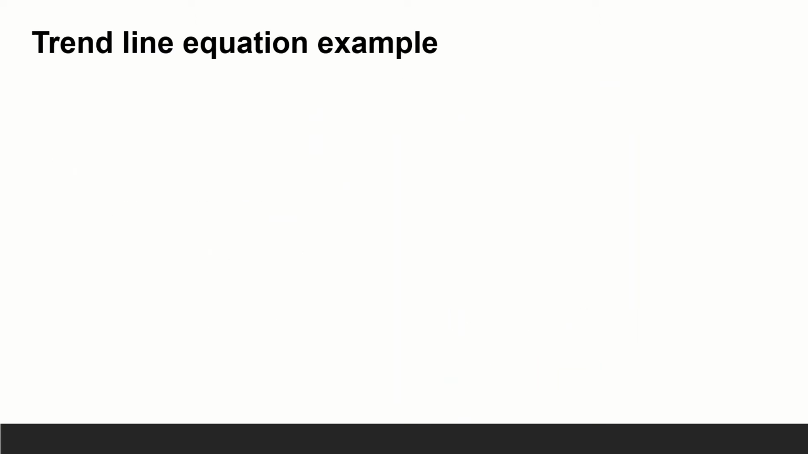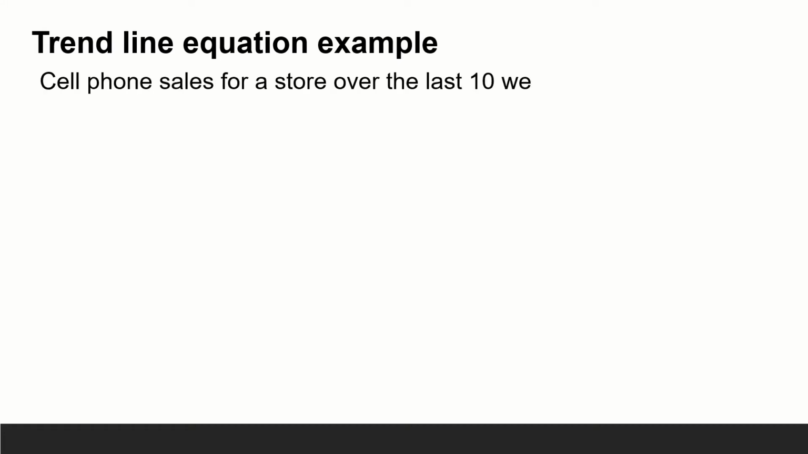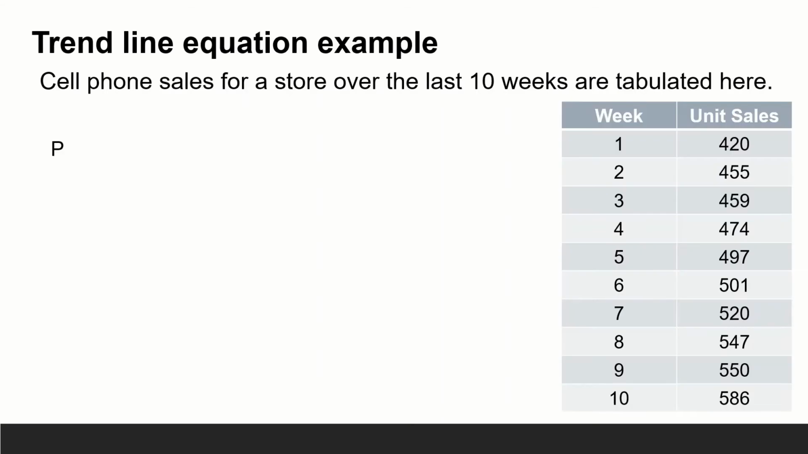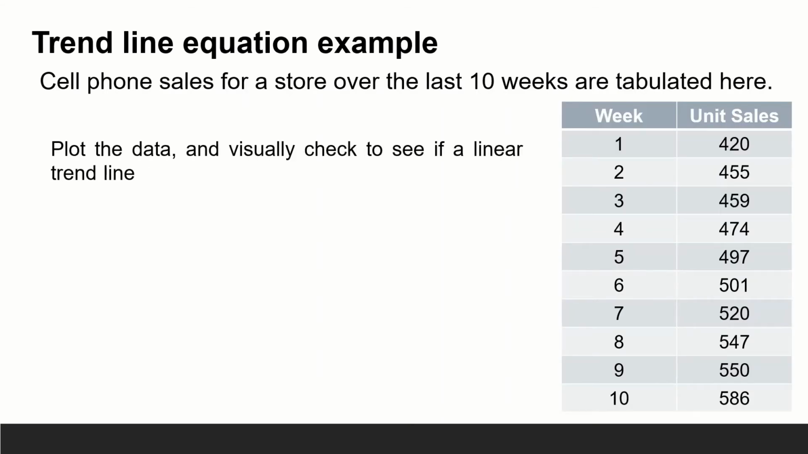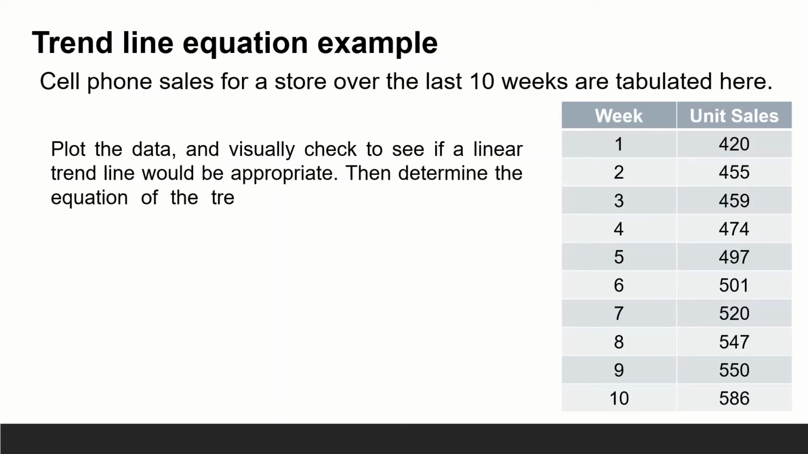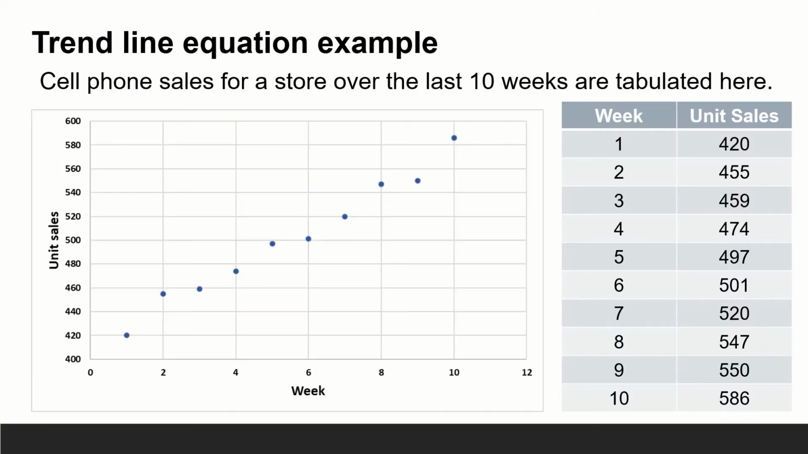An example for the trend line. Cell phone sales for a store over the last 10 weeks are tabulated below. Plot the data, and visually check to see if a linear trend line would be appropriate. Then determine the equation of the trend line, and predict sales for weeks 11 and 12. A plot suggests that a linear trend line would be appropriate.